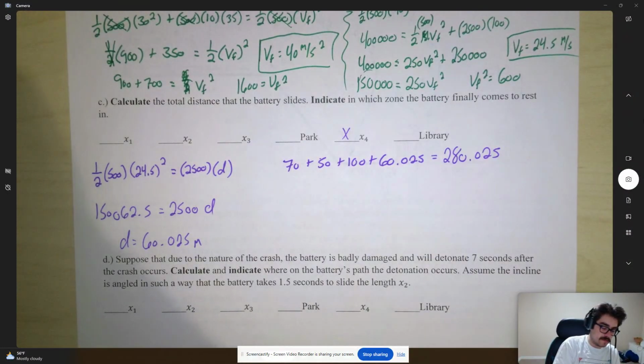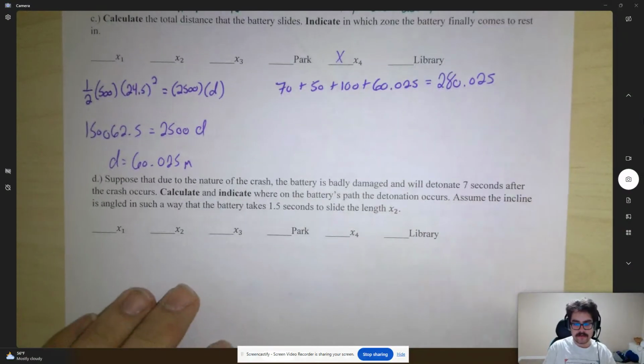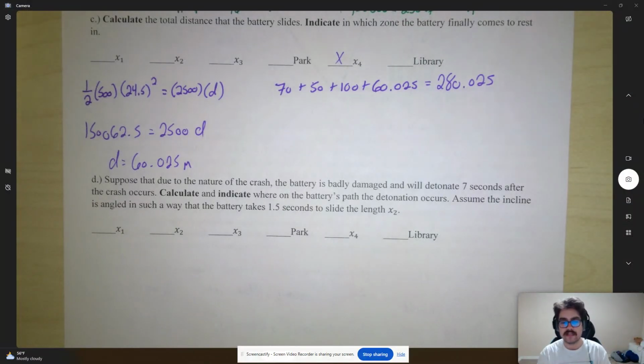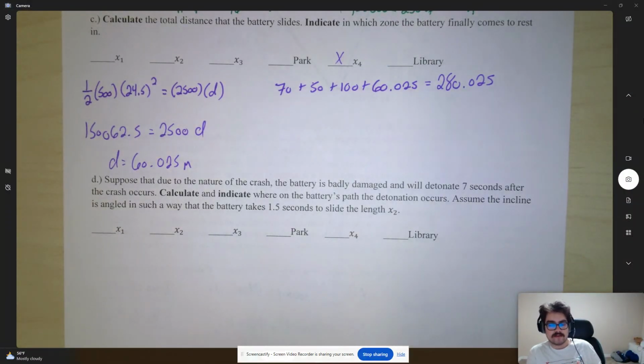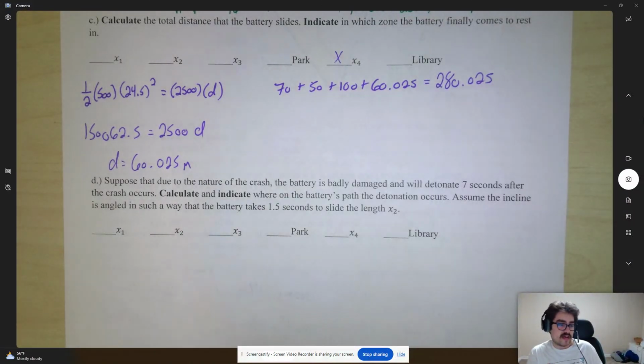The last question brings in some kinematics. Oh boy. So the battery is badly damaged, and it says it will detonate 7 seconds after the crash occurs. Calculate and indicate where on the battery's path the detonation occurs. Assume the incline is angled in such a way that the battery takes 1.5 seconds to slide the length x2. We also need to consider that it takes 0.4 seconds for the battery to launch. So we need to figure out where the battery is at 7 seconds after the collision occurs.